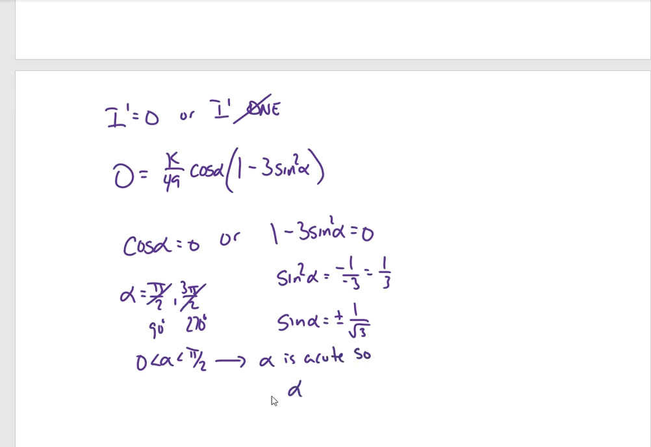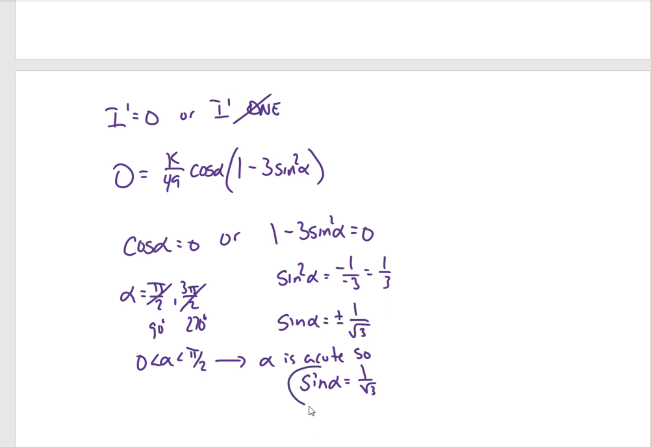So I know that sine of alpha has to be 1 over square root of 3. It can't be the negative one. Negative angles, that's over in quadrants 3 and 4, sine, right? But it's an acute angle, so we don't even have to worry about quadrant 2. We're only looking at quadrant 1 here.